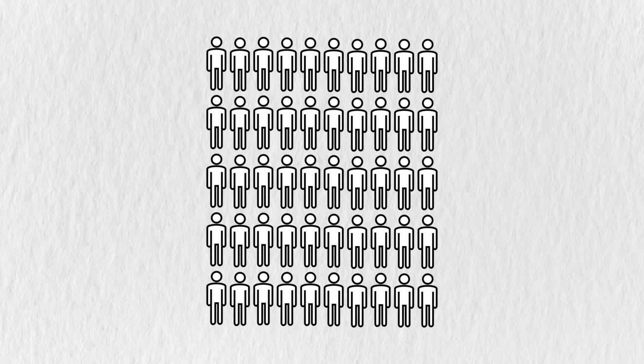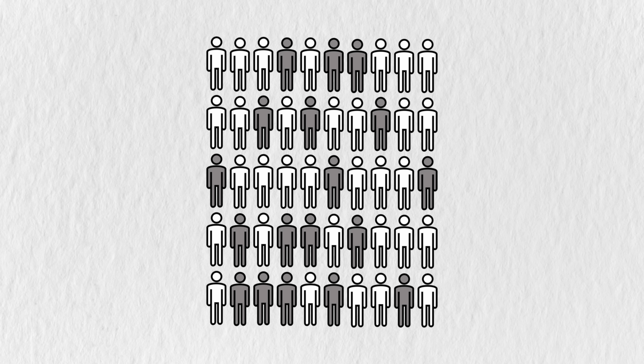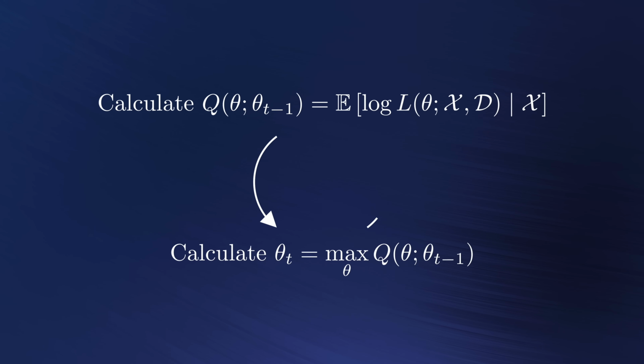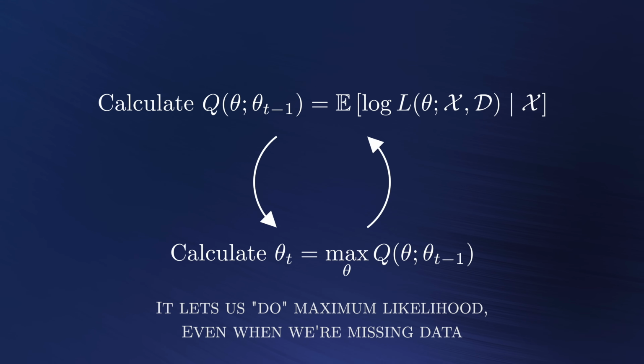In an ideal world, we would have gathered the lifetime data from all these people, which would have let us use maximum likelihood. Unfortunately, we live in the real world, but at least the real world has the EM algorithm, so let's get into it. You can think of the EM algorithm as an expansion pack to maximum likelihood. It lets us do maximum likelihood even when we're missing data.